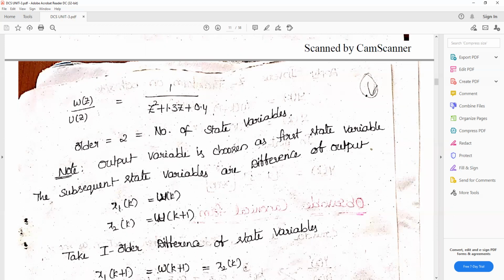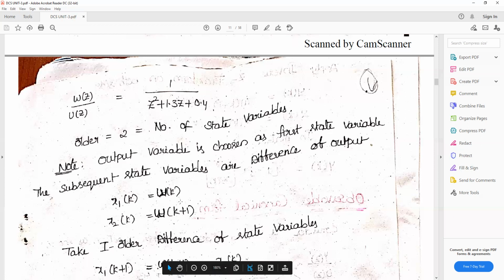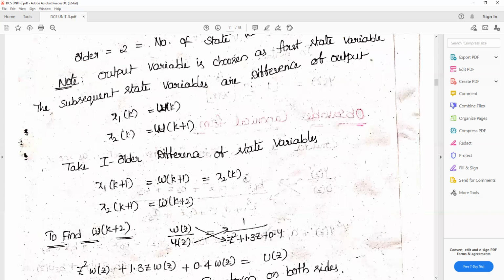So first, x1 of k is equal to w of k, x2 of k is w of k plus 1. So x2 is w of k plus 1. Take the first order difference of the state variables.